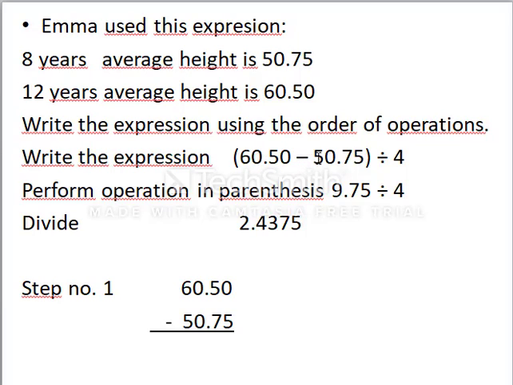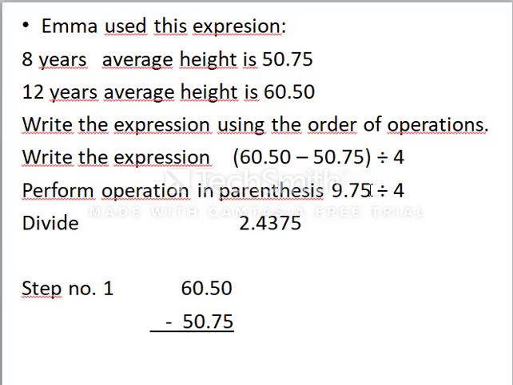60.50 minus 50.75. When we have the answer of this subtraction, we are going to divide this answer by the number 4. Why 4? Because 4 is the number of years between 8 and 12.